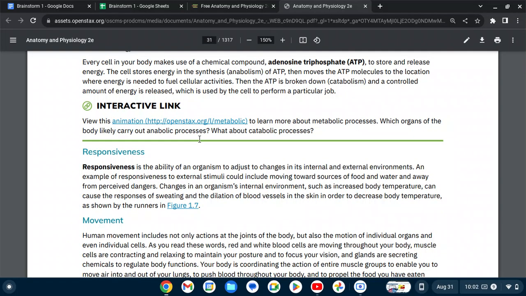Every cell in your body makes use of a chemical compound, adenosine triphosphate, to store and release energy. The cell stores energy in the synthesis of ATP, then moves the ATP molecules to the location where energy is needed to fuel cellular activities. Then the ATP is broken down and a controlled amount of energy is released, which is used by the cell to perform a particular job.